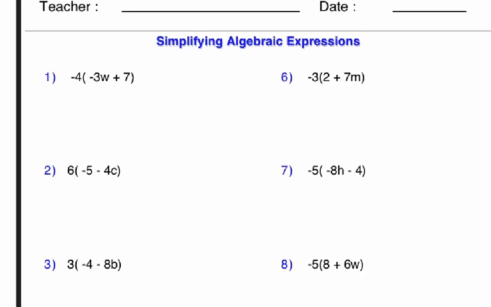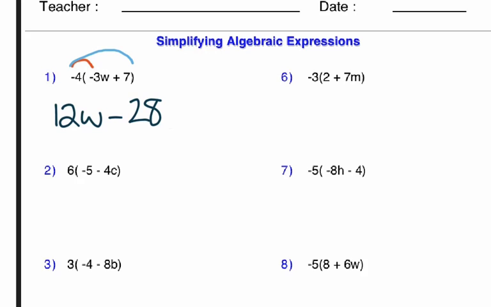Okay, so you should have taken negative 4 times negative 3w, which would have given you a positive 12w. Then you should have taken negative 4 times positive 7, and that would have given you a negative 28. So your final answer is 12w minus 28. And I'll write that a little bit better. So your answer should have been 12w minus 28.